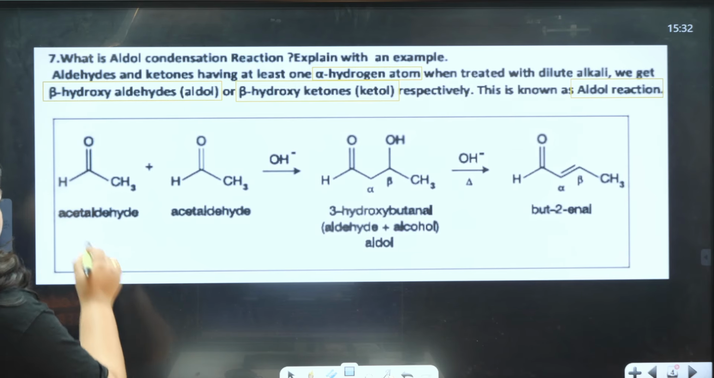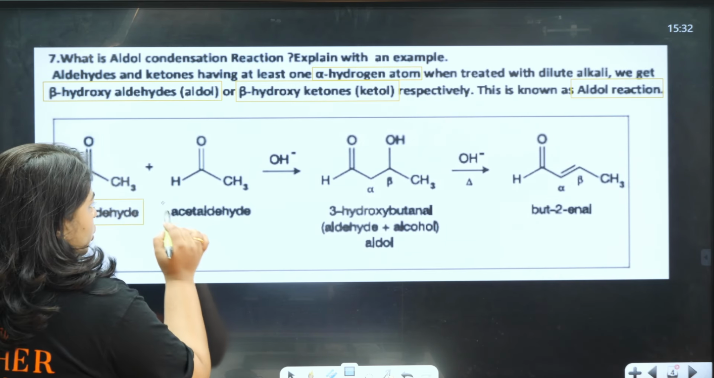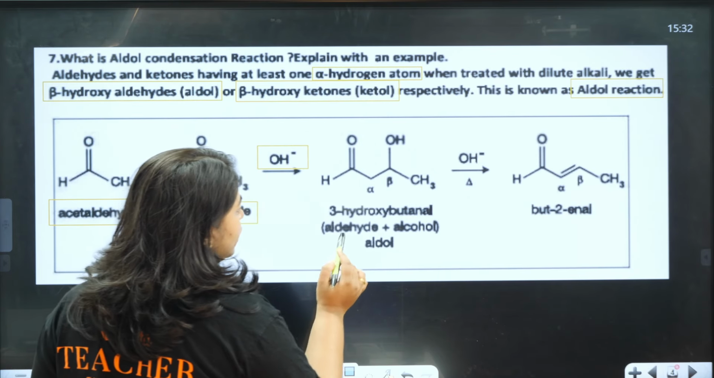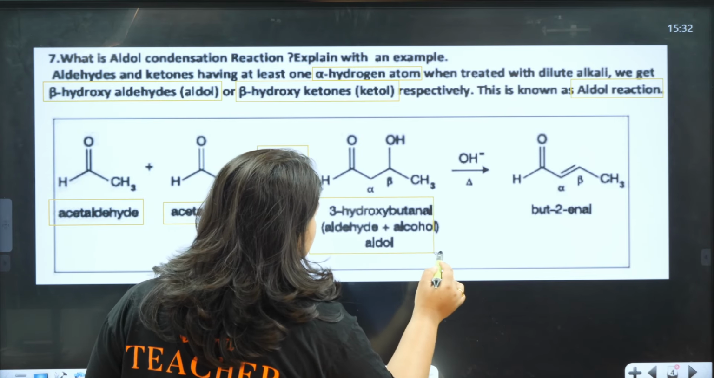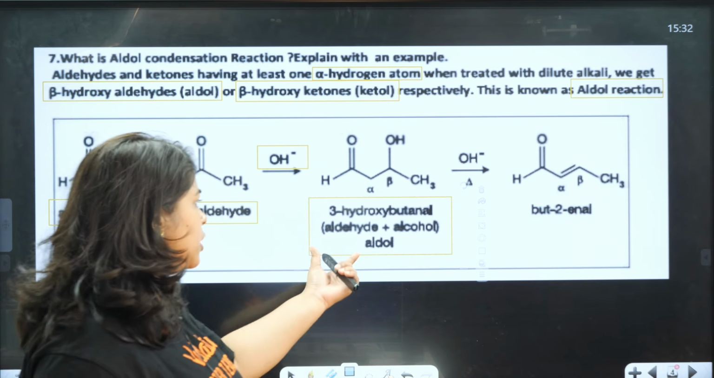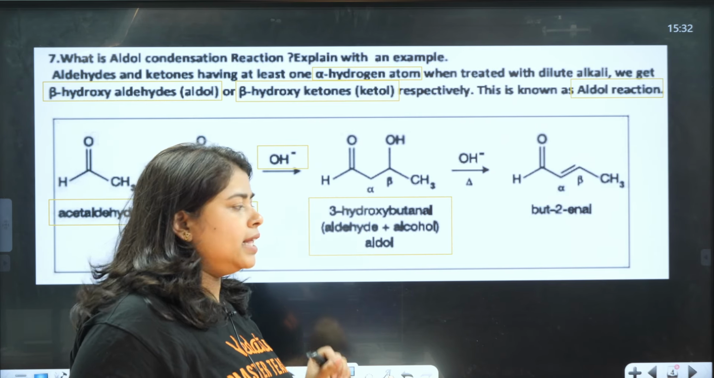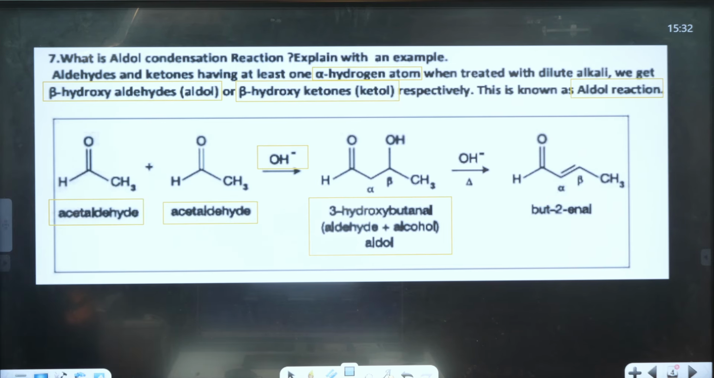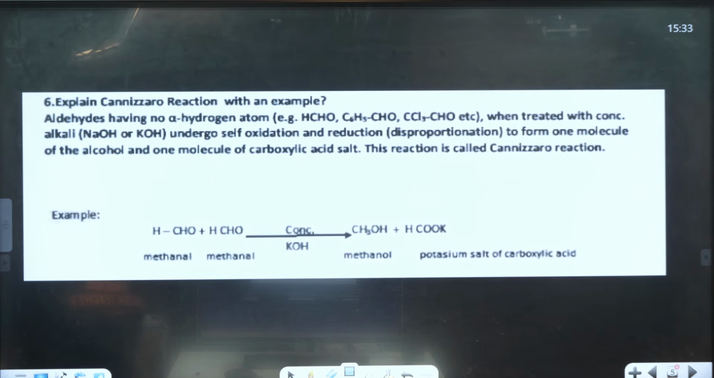Clear? So here, look, acetaldehyde, two acetaldehyde molecules we have taken, we are treating with OH minus, and we are going to get what? 3-hydroxybutanal. Clear? That is aldehyde plus alcohol, that is aldol. And butan-2-one gives ketol. Clear? Understood? Next named reaction.